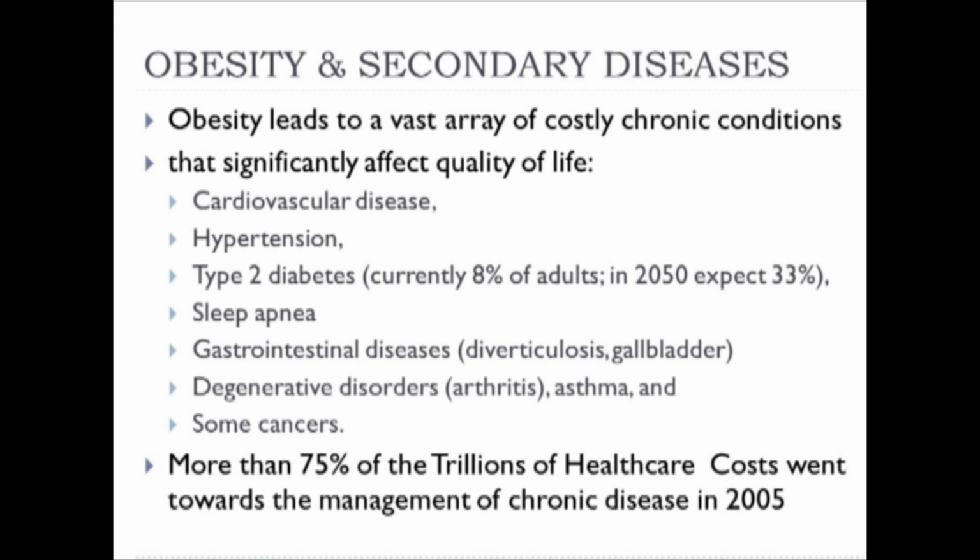The second concept is that the most significant contributor to secondary diseases in the United States is obesity. It's responsible for cardiovascular disease, hypertension, and type 2 diabetes, currently representing about 8% of adults, and in 2050 expected to grow to about 33% of adult Americans. We see sleep apnea, gastrointestinal diseases, diverticulosis, gallbladder disease. We see degenerative disorders like arthritis and asthma, and we see the prevalence of some cancers. In fact, more than 75% of the trillions of healthcare costs went towards the management of chronic disease in 2005.